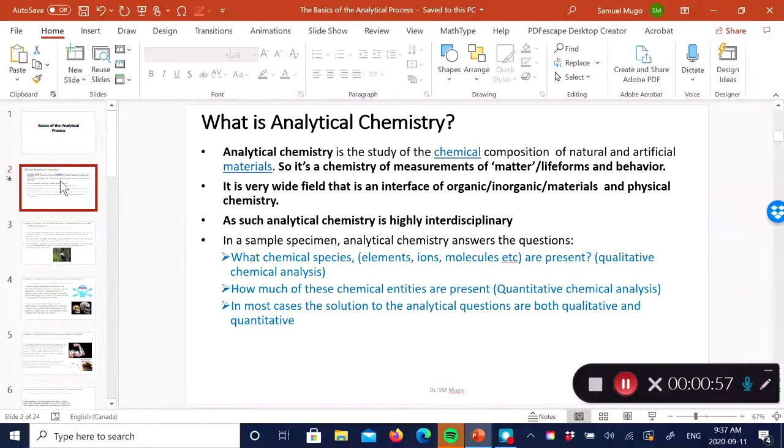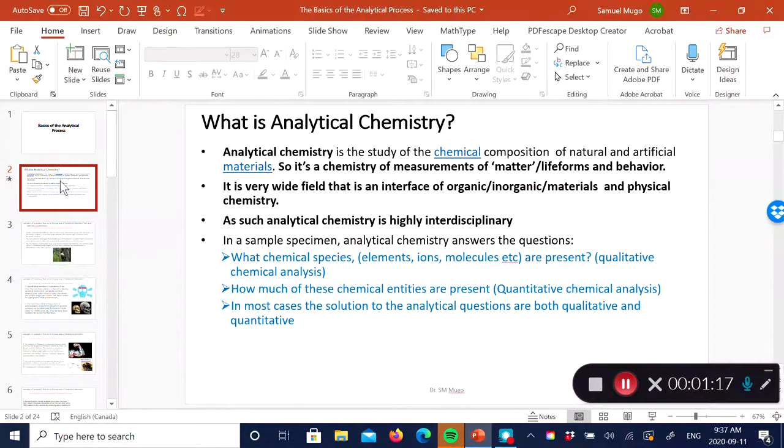As such, it is a very wide field that is an interface of organic, inorganic, and the different types of materials, as well as physical chemistry. And so it's a very interdisciplinary field.